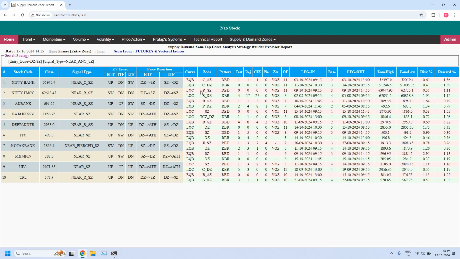Next one is NIFTY FMCG, but it is not listed in F&O, it is just an index. Next one is AU Bank. AU Bank is having a high liquidity zone. Deepak Nitrate is already pierced, so it is not a valid zone.